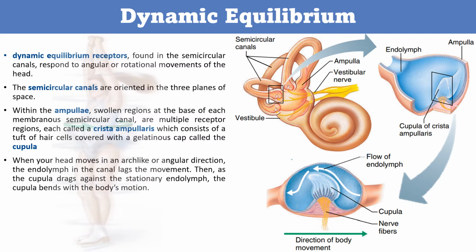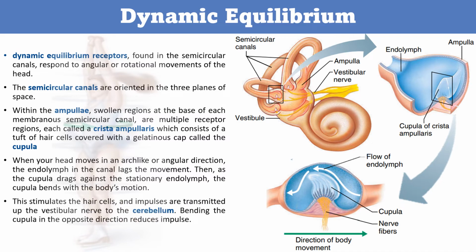When your head moves in an arc-like or angular direction, the endolymph in the canal lags behind the movement. Then, as the cupula drags against the stationary endolymph, the cupula bends with the body's motion. This stimulates the hair cells, and impulses are transmitted up the vestibular nerve to the cerebellum. Bending the cupula in the opposite direction reduces the impulse.